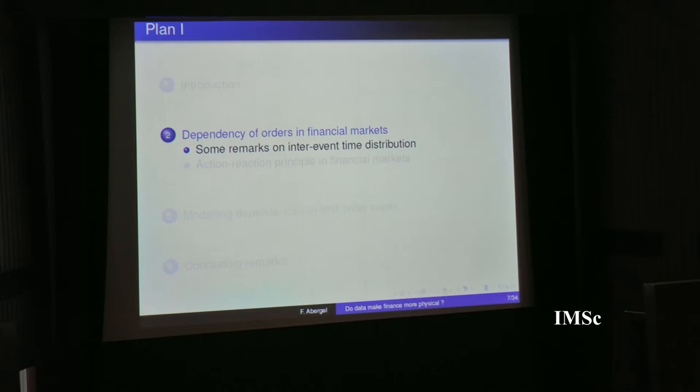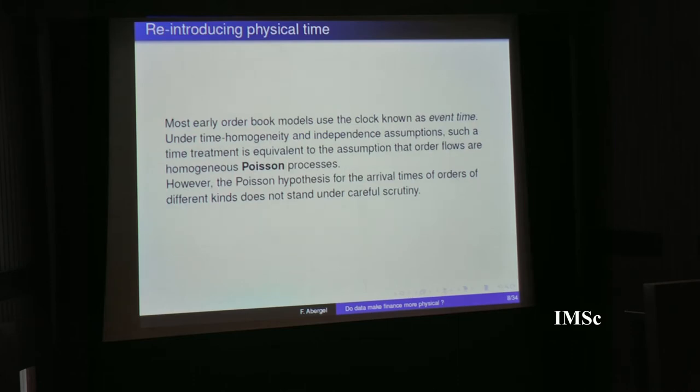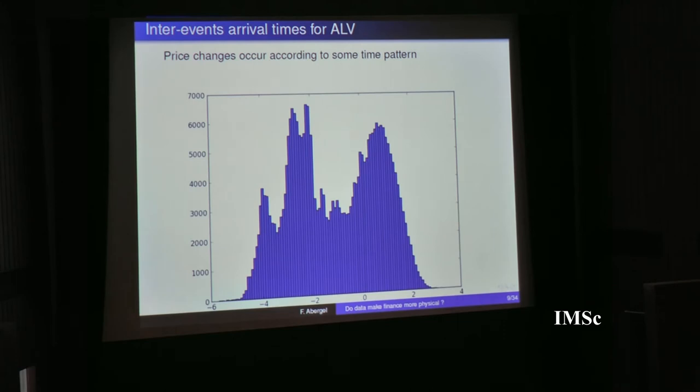Okay. And I would like to start with some remarks that are purely empirical and statistical before doing the modeling part. The early modeling, and many simple models or agent-based models of financial markets, or simple statistical models of financial markets, use the event time as a clock. Okay, so you have a counter that increases by one whenever someone does something. And this is more or less equivalent to the homogeneous Poisson hypothesis for the arrival of orders. But let's look at the inter-event times.